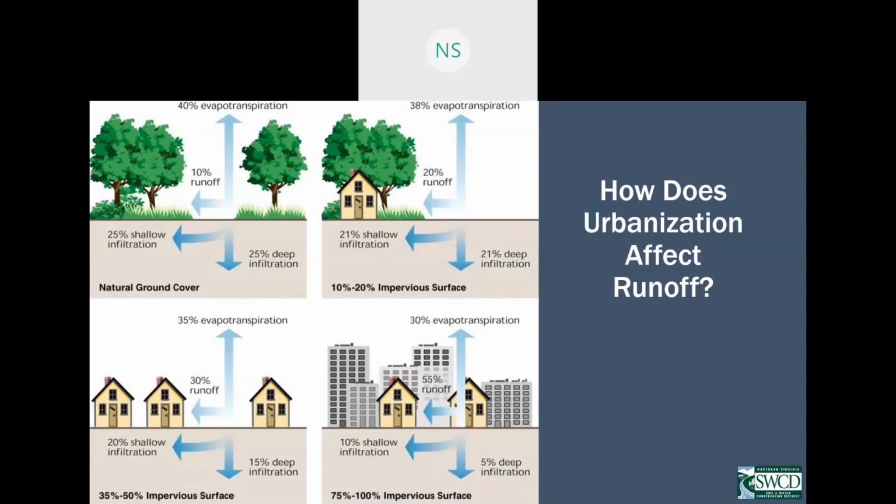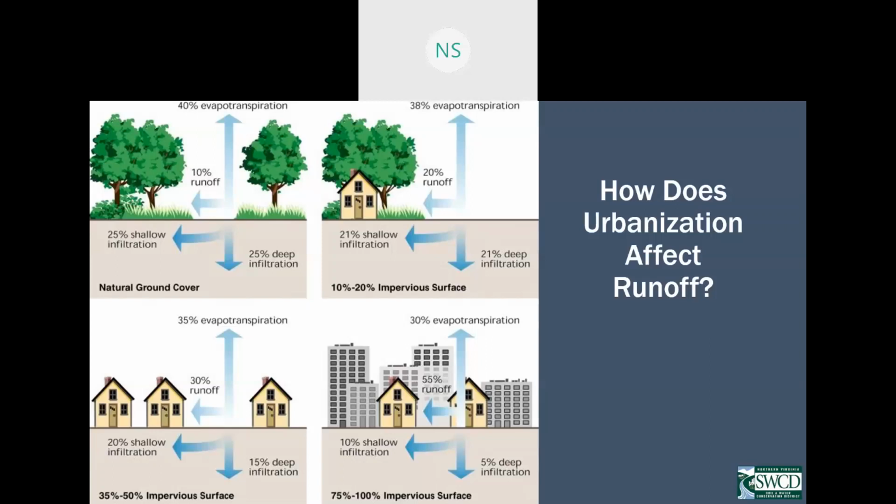And then when you look at the 10 to 20% impervious surface and the 35 to 50% impervious surface on the upper right and bottom left respectively, you'll see that those infiltration rates keep getting lower and lower and lower the closer that you get to 100%. So ideally what we want to do is get all of our rainwater into the ground. We know we won't get 100%, but we want to get as much in as we can. And that's going to be looking more like a natural ground cover.